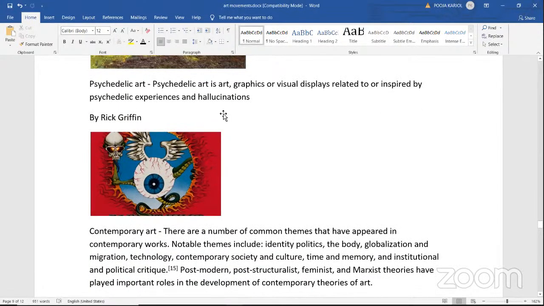Psychedelic art is usually visual graphic displays related to or inspired by psychedelic experiences and hallucinations. What does psychedelic mean? Basically, psychedelics are actually substances, also called hallucinogens. You might have known this one. Hallucinogens cause hallucinations in a person, changing a person's thinking so they see something else.